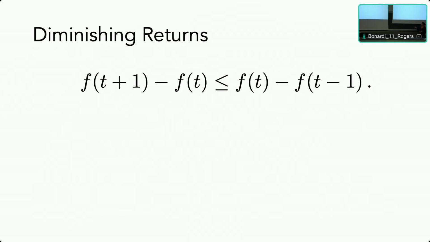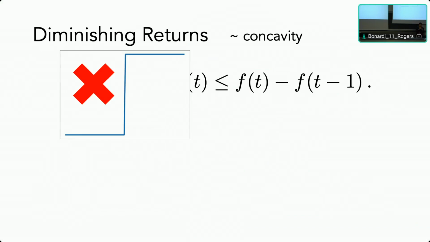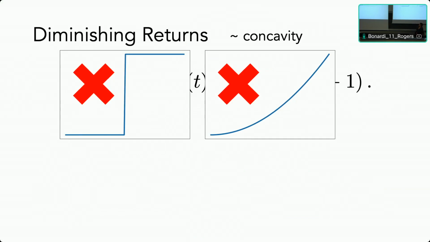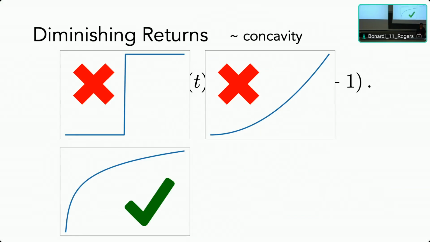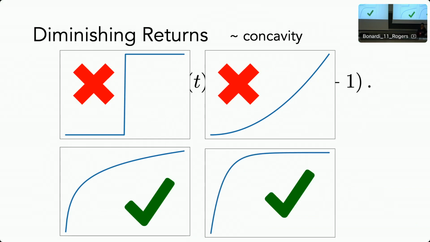So following past work, we're also going to assume this diminishing returns property. What this says is that the value of the function changes by less as time goes on. And so this is a discrete analog to concavity. Here's an example of a function that is not a diminishing returns function. This is also a function that is not a diminishing returns function. But this one and this one are. So just to get a visual of what these functions look like.